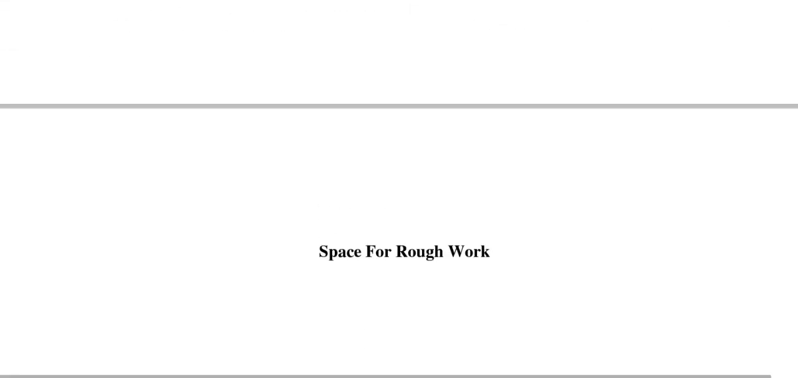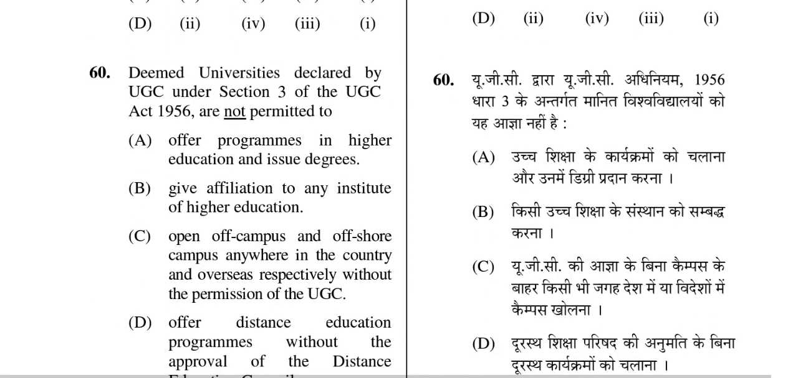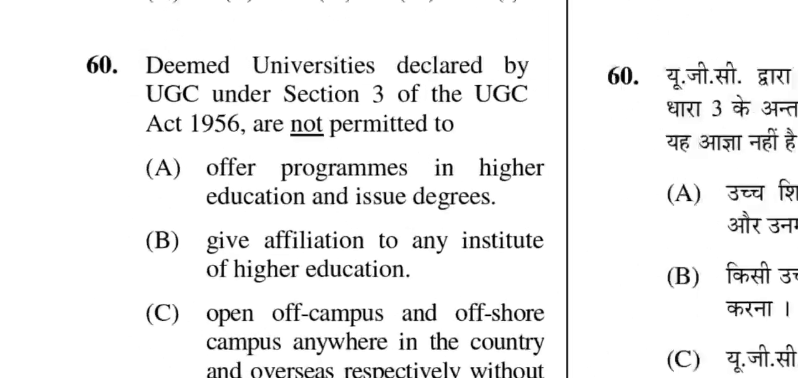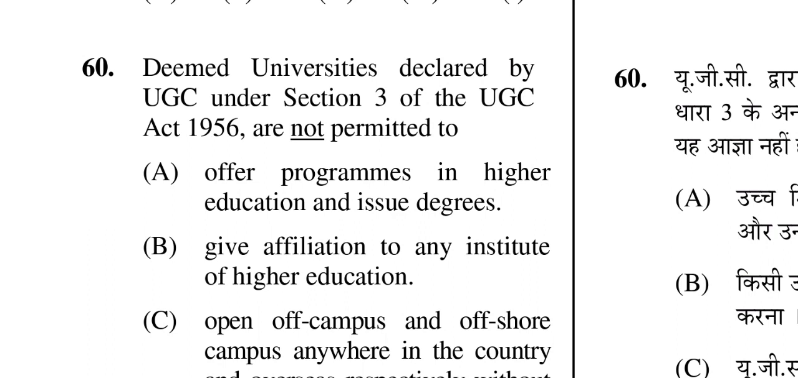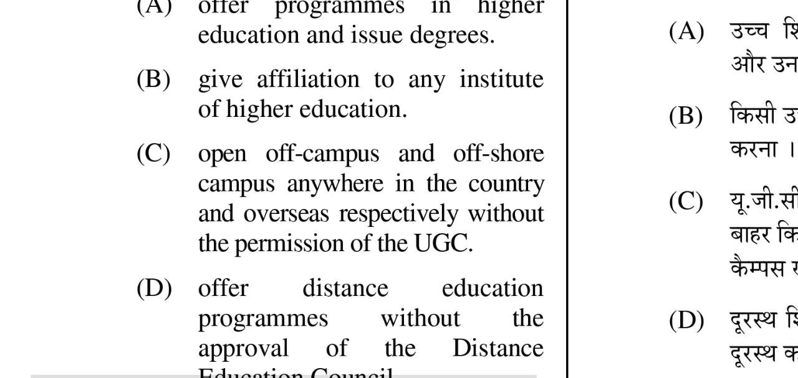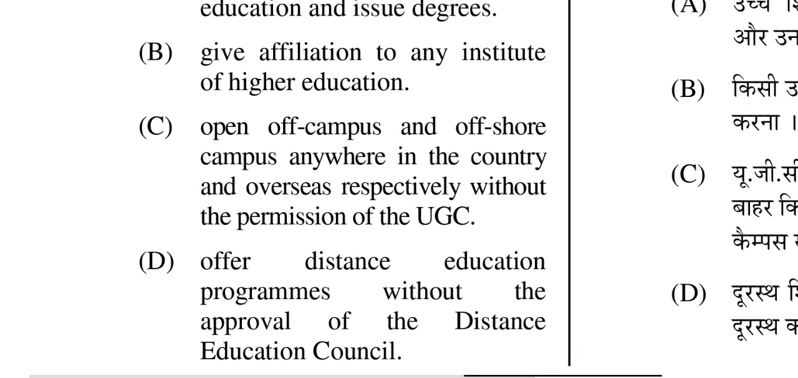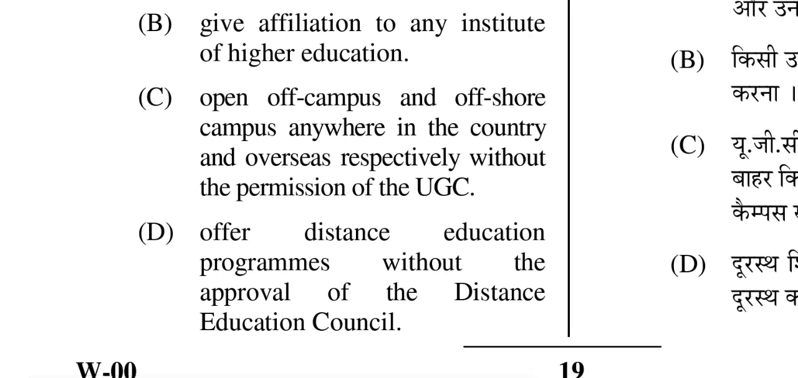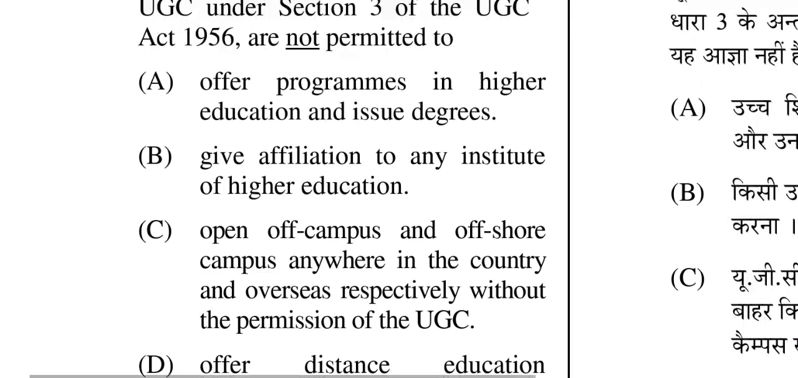So we have now the last question. Deemed universities declared by UGC under section 3 of the UGC Act 1956 are not permitted to do what? Offer programs in higher education and issue degrees, give affiliation to any institute of higher education, open off-campus and offshore campus anywhere in the country and overseas respectively without the permission of the UGC, offer distance education programs without the approval of the Distance Education Council.